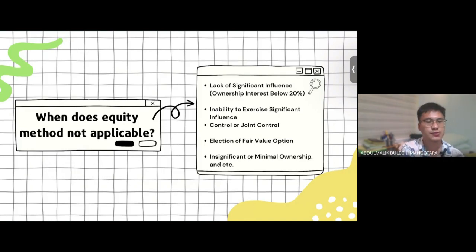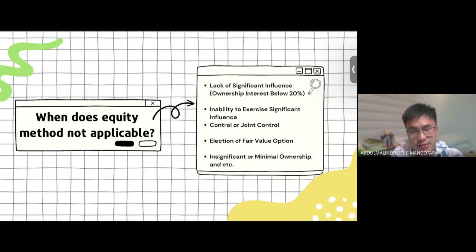Fourth, we have the election of the fair value option. In some jurisdictions, entities may have the option to account for investments at fair value even if they would otherwise qualify for the equity method. This is an election made by the entity and is subject to specific accounting standards such as those provided by PFRS 9.